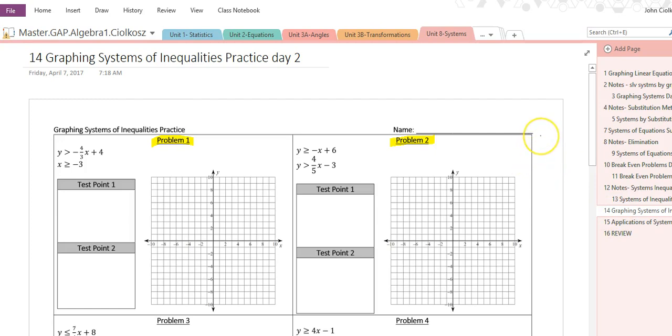So again, all of 14 is essentially, if you're struggling with 12 and 13, raise your hand, I call on you, you come up to the desk, we go through 14 together. So a different method of testing and shading those inequalities. But if you're feeling good, you're feeling confident on 12 and 13, you can skip 14. It's up to you.